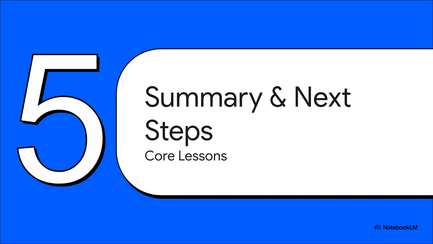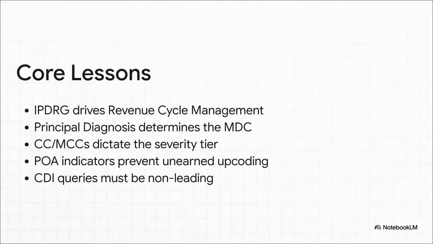Section 5. Summary and next steps. We have covered an incredible amount of ground today, so here is your rapid-fire summary. First, the IPDRG is the engine of the entire revenue cycle. It determines the final payment. Second, the principal diagnosis, the condition after study, is the key that unlocks the major diagnostic category. Third, secondary diagnoses, classified as CCs or MCCs, determine your severity tier and act as a multiplier for your payment. Fourth, present on admission indicators are strict compliance tools that prevent hospitals from profiting off of hospital-acquired complications. And finally, CDI queries must always be compliant, non-leading, and based purely on the clinical evidence already in the chart.